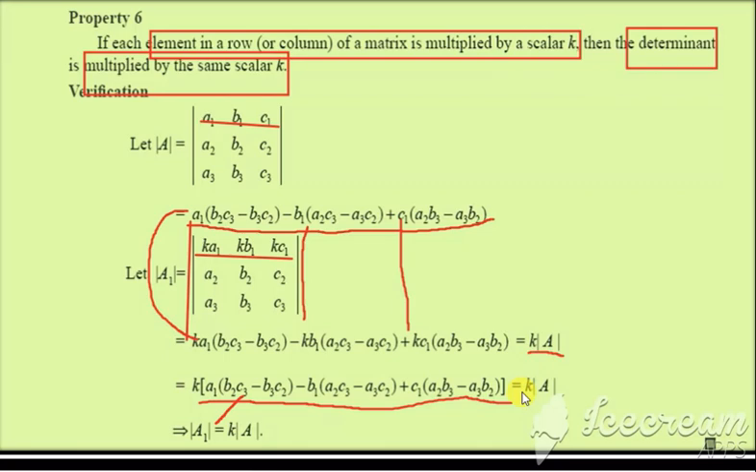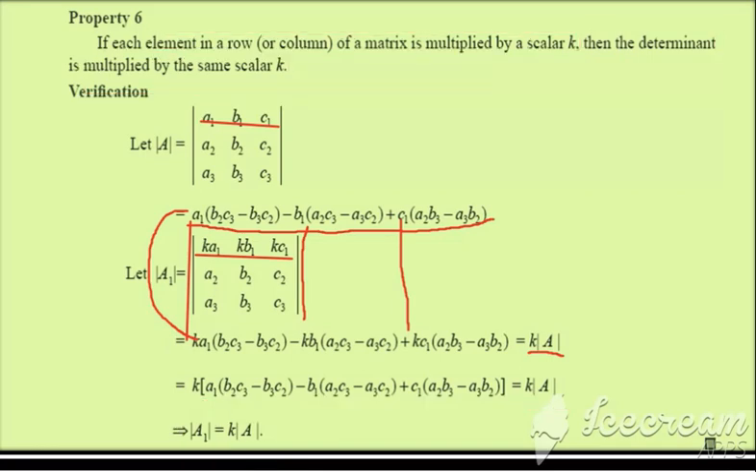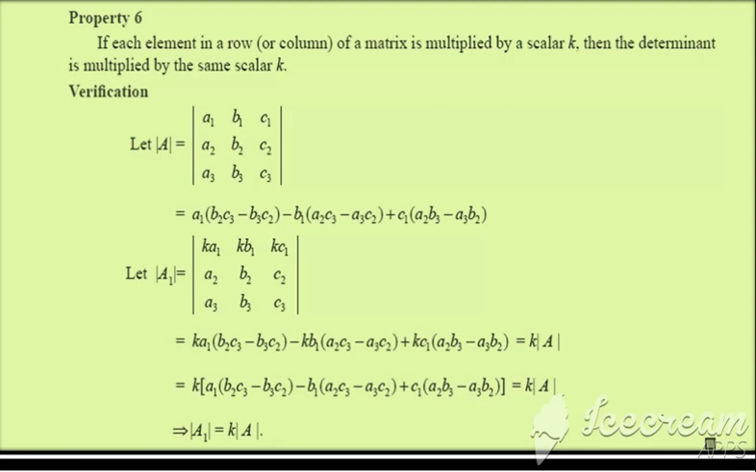So when I multiply here k into determinant of A, what is the answer? Determinant of A1 is equal to k into determinant of A. Suppose I multiply here 5 into some matrix. What is the answer? We will get 5 into the determinant value. That is property number 6.